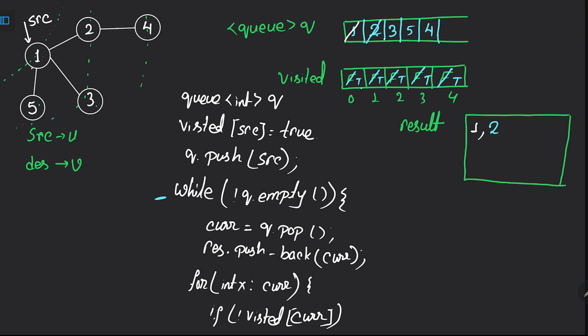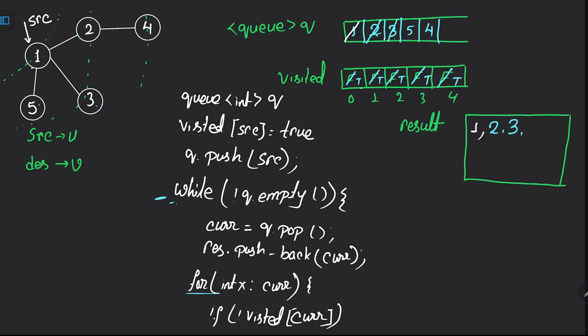Then there is no neighbor, so it will go back to the while loop, and then it will check if 3 is visited. It will also check whether the queue is empty or not. If the queue isn't empty, then the queue will pop out into current, and it will go to result, and it will check if there is a neighbor of 3.